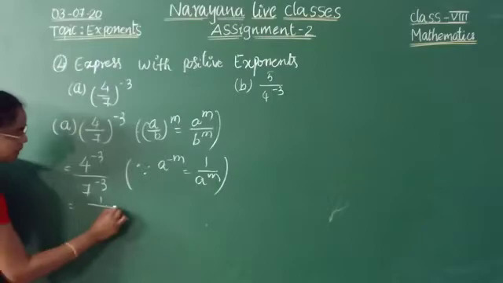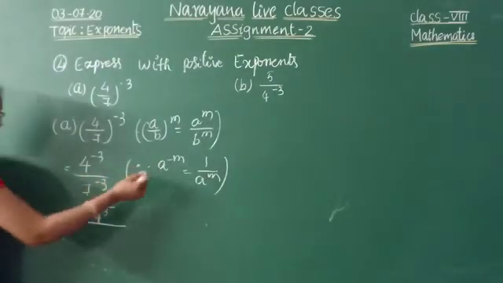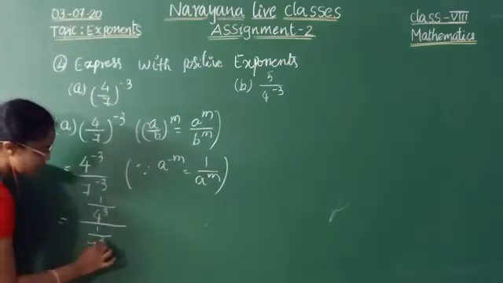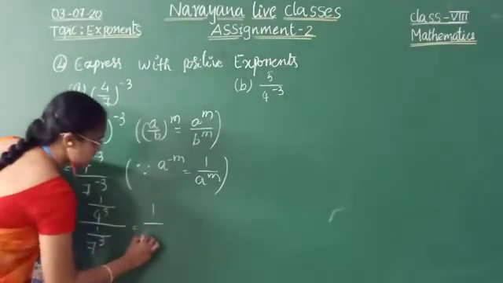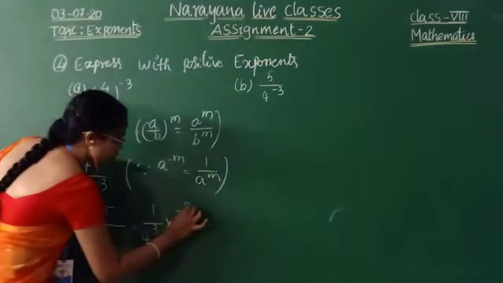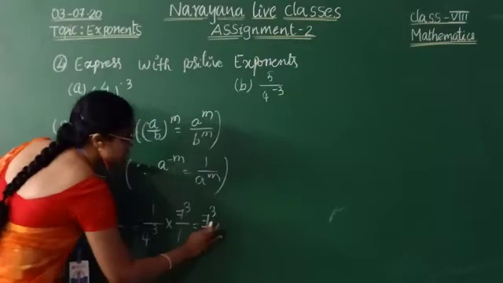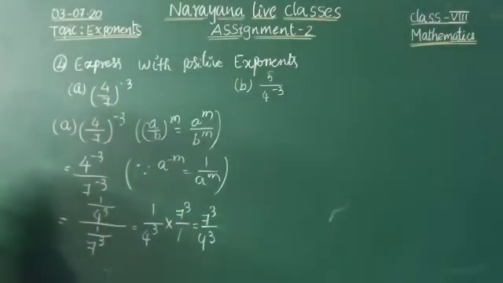So for this one, 1 by 4 power 3 by 7 cube, we also have to apply the formula 1 by 7 power 3. So we take the reciprocal: 1 by 4 cube into the reciprocal of the denominator fraction, 7 cube by 1, which is 7 cube by 4 cube. They are asking for positive exponents. So 7 cube by 4 cube. No need to expand those.